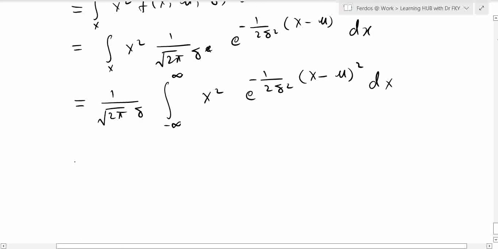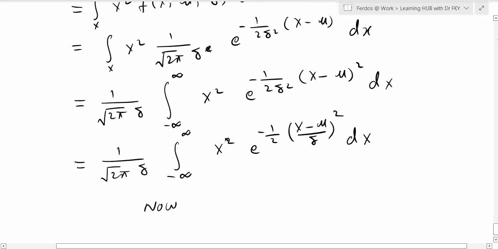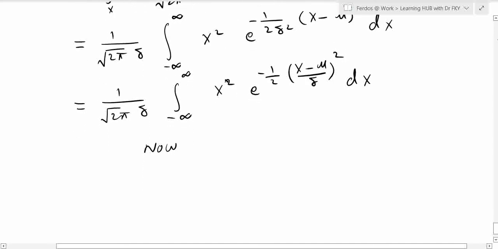I will write now the function in the proper shape, to avoid confusion, so that it can be easy in understanding: 1 divided by root 2 pi, minus infinity to infinity x square e power minus 1 divided by 2 x minus mu divided by sigma whole square dx. Now you can use the substitution. Put x minus mu divided by sigma equal to t.